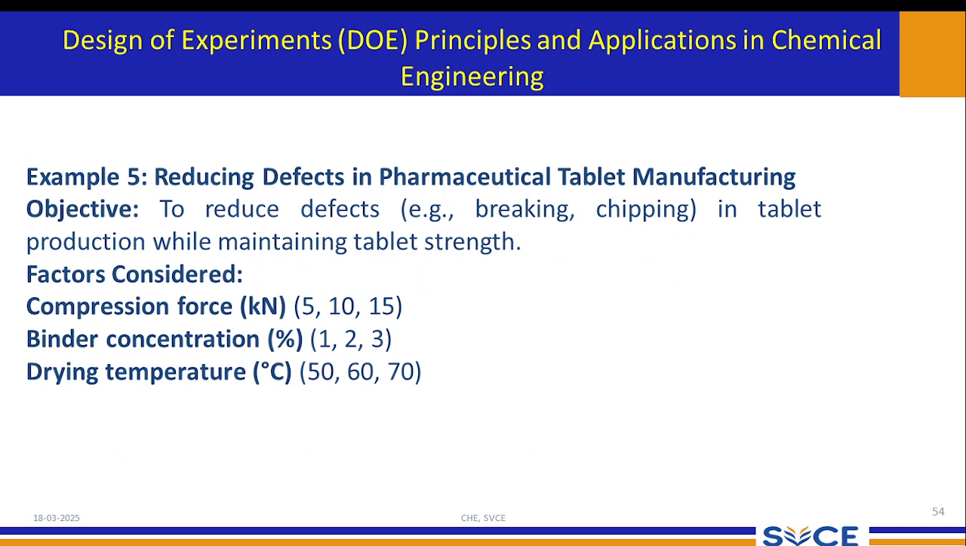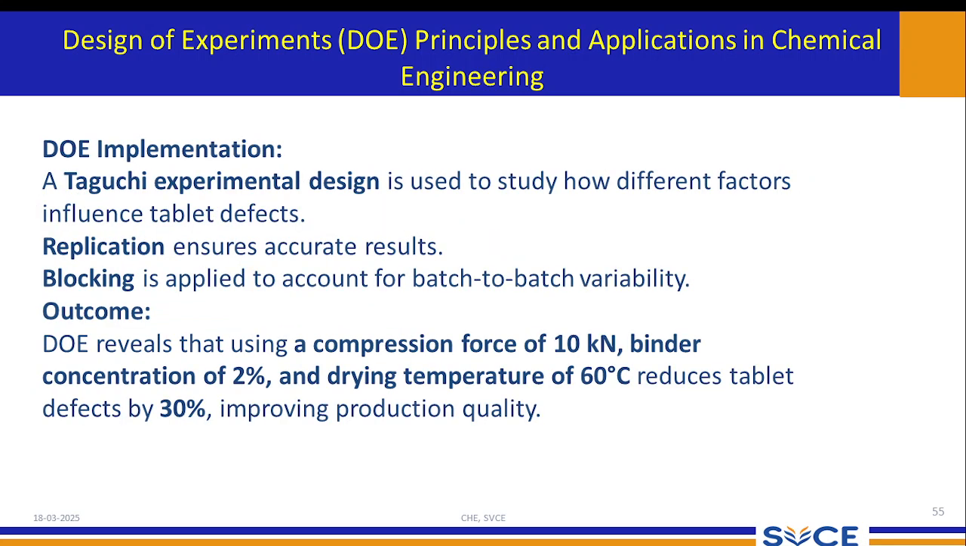Okay, coming to the next example, reducing the defect in pharmaceutical tablet manufacturing. To reduce the defect in tablet production while maintaining the tablet strength, there are again three factors coming into the picture: compression force, binder concentration, and drying temperature. Again a three level, and design of experiments will help you here. So which method do we need to go for? A one factorial method or a multiple factorial method, or Taguchi method, or even RSM or ANOVA, analysis of variance. And in RSM you have D-optimal design, Box-Behnken method, central composite design. So we have plenty of these. This is a vast area.